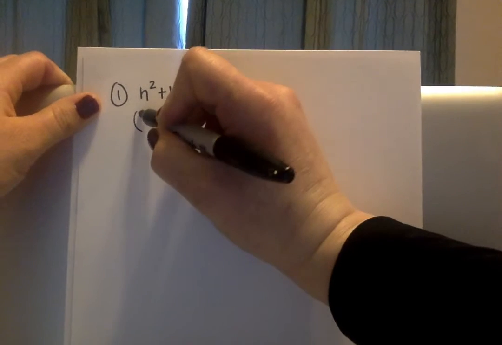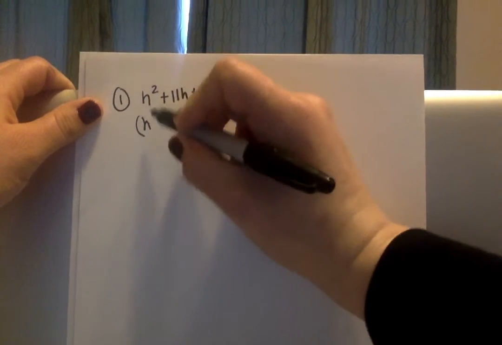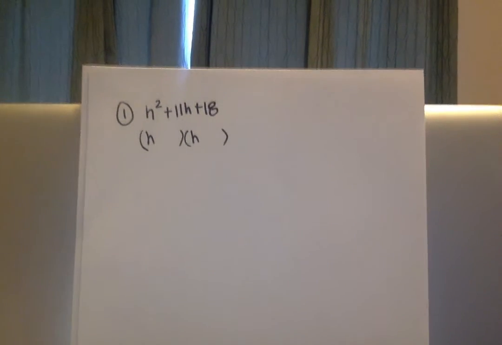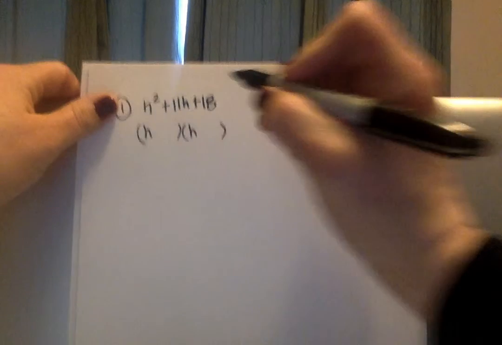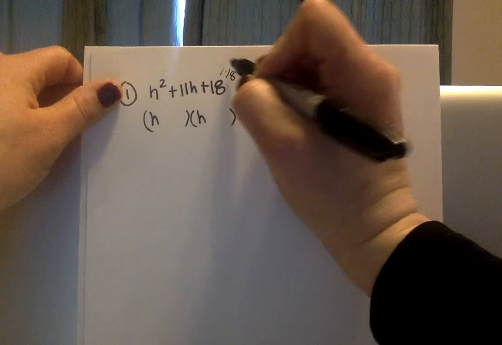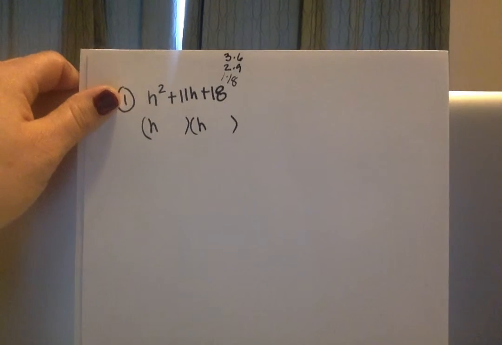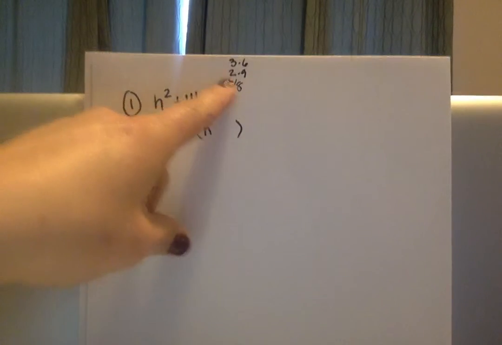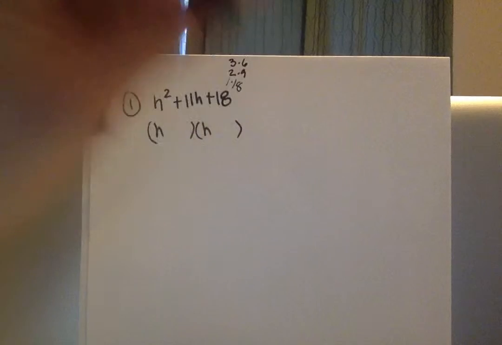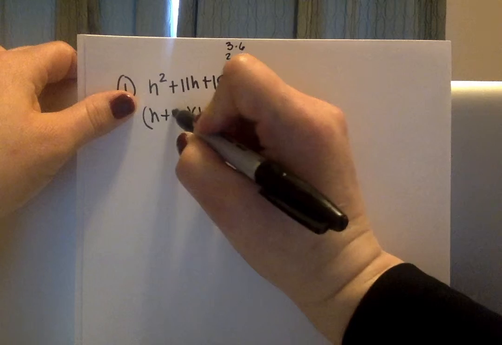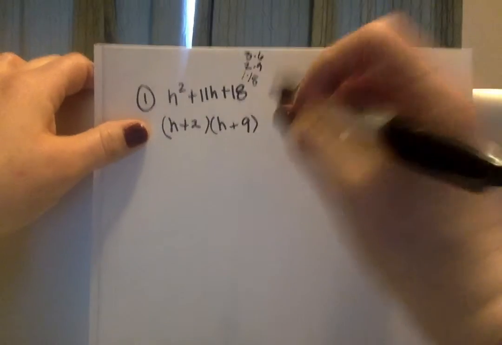So first, h and h will go in front because that's h squared divvied up into the two parentheses, because h times h gives you h squared. So what are our factors of 18? We have 1 and 18, 2 and 9, 3 and 6. If I have those, when we add up these guys, which one can give us 11? And the answer is 2 and 9. So we're going to do plus 2 plus 9. So that's your final answer.